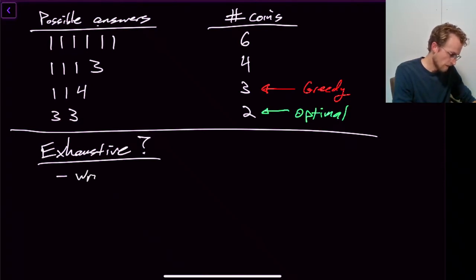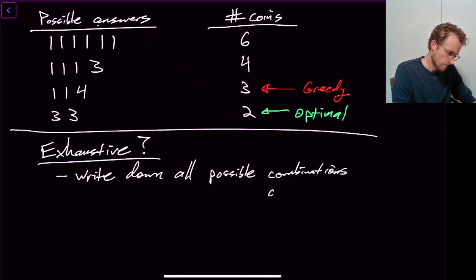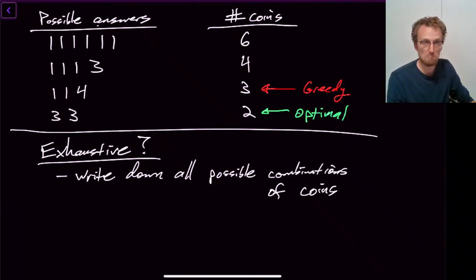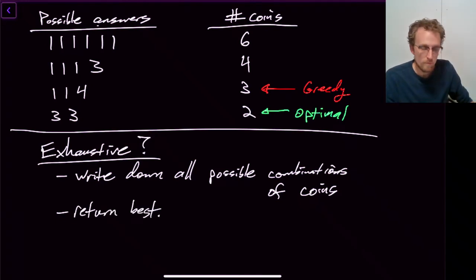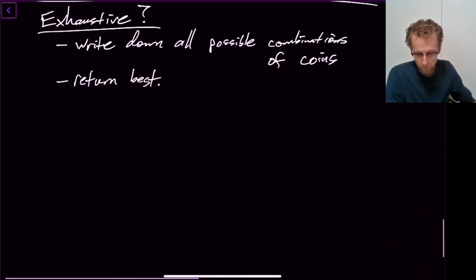So write down all possible combinations of coins. That's potentially a lot, and then find the one that uses the fewest number of coins, and then return the best. So we could do this. This would be guaranteed to give us the right answer. How bad would it be?